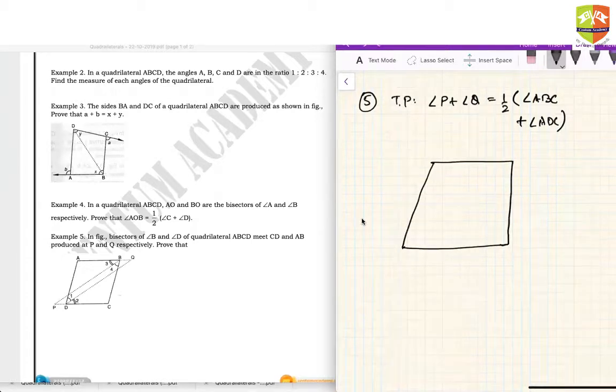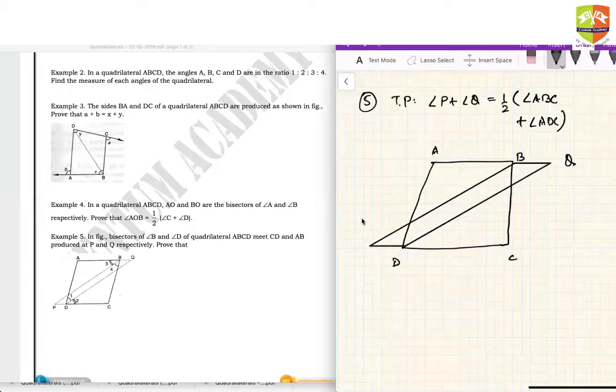Generalize by drawing this kind of a diagram. Now name it according to what the diagram is, A, B, C, D. And now it says angle B and angle D. So angle D bisector is going here, and you produce it. So this point is Q. And angle B bisector is coming here and you produce it. Good. So hence this is Q and this is P.